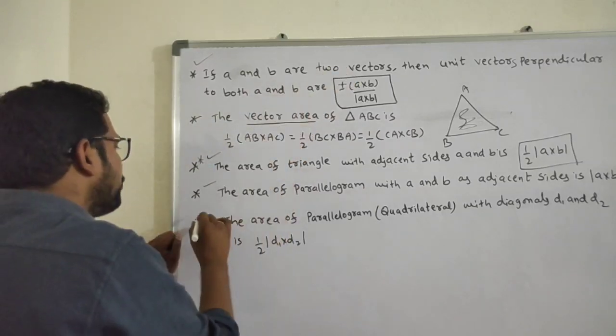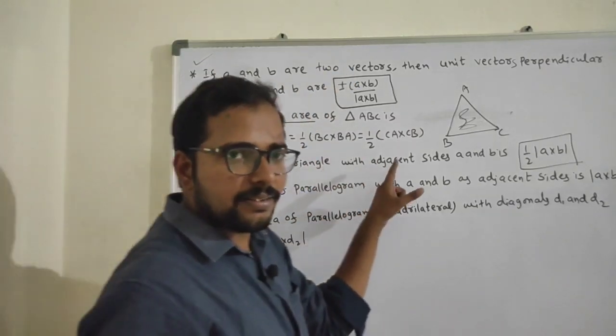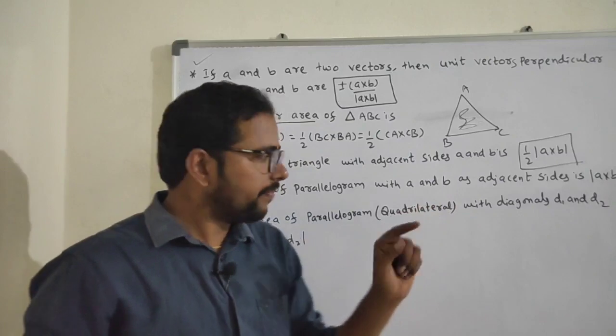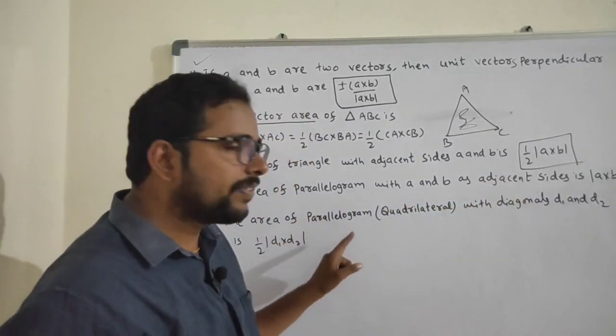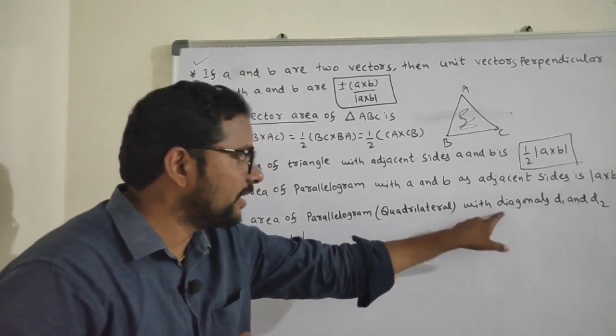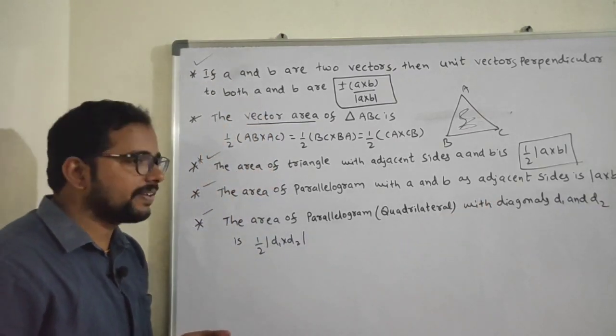Unit vector perpendicular to both A and B. Area of triangle is half of modulus A cross B. Area of parallelogram is modulus A cross B. Area of parallelogram with diagonals given is half of modulus D1 cross D2.